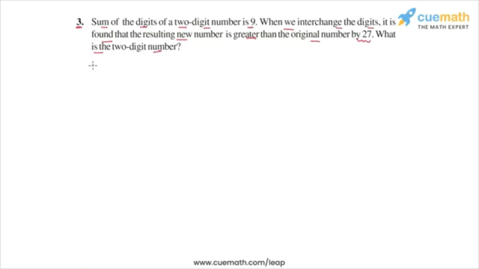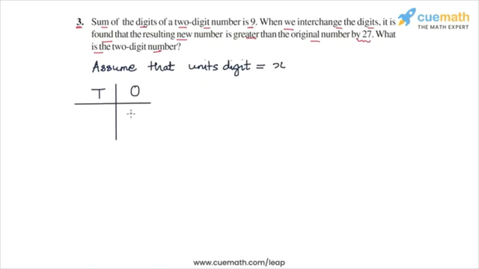So let's start by assuming that one of the digits of that 2-digit number is x. So let's assume, for example, that in the original number, the units digit is x. Now, how can we use this to set up an equation in x? Our number has two place values. There is a units digit or ones digit, and there is a tens digit or tens place value. And we have assumed that the units digit of the number is x.